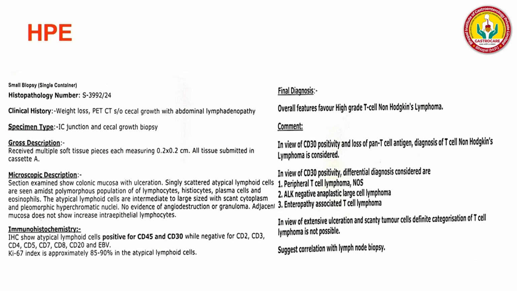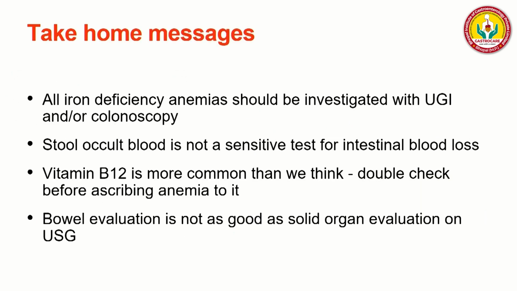This is a guy we recently saw around 2 months back. So the take-home messages from this case: all iron deficiency anemias should be investigated with upper GI and colonoscopy, every single one. So even if you have a dimorphic anemia, but you see a low iron and you see microcytes, please investigate for GI blood loss. Stool occult blood, even 3 samples are not good enough to pick up bleeding because the bleeding is intermittent. It may not happen for 7 days, it may happen continuously for a few days.